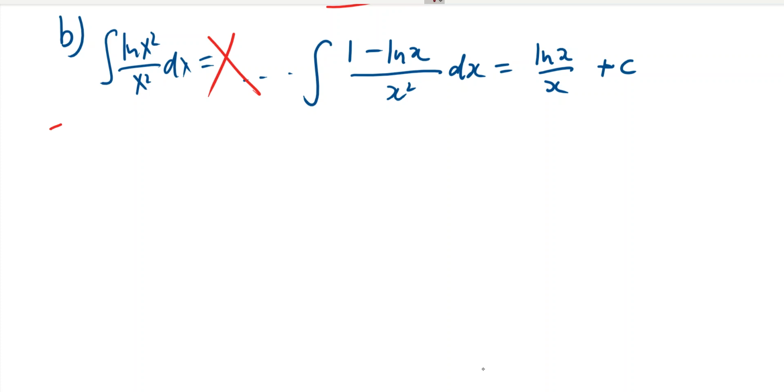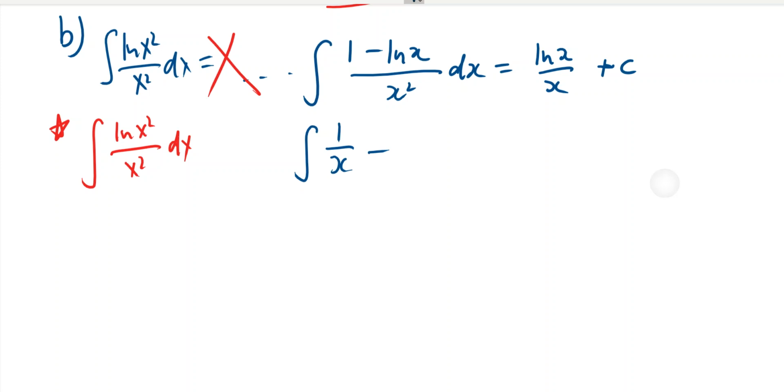So the question is: integrate ln x squared over x squared. This is your question, so you've got to break it out slowly. This fraction's numerator is bigger than the denominator, so I can say this is: integrate 1 over x minus ln x over x squared dx equals ln x over x plus c. Then you slowly realize that my answer somewhat looks like him.